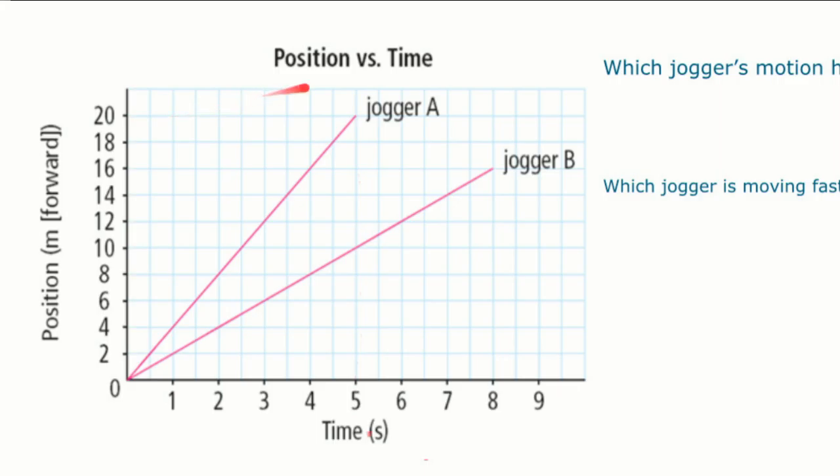So jogger A has a steeper slope. That means jogger A ran 20 meters in the same amount of time that jogger B took to go 10 meters. So at 5 seconds, jogger B is at 10 meters, and at 5 seconds, jogger A is at 20 meters. So clearly jogger A is faster because jogger A is moving a greater distance in the same amount of time. Hopefully that makes a little bit of sense.